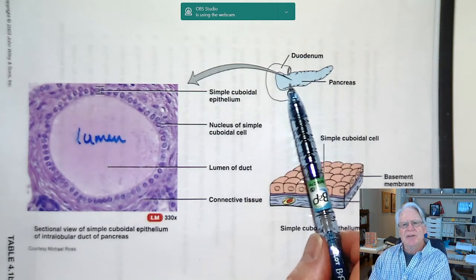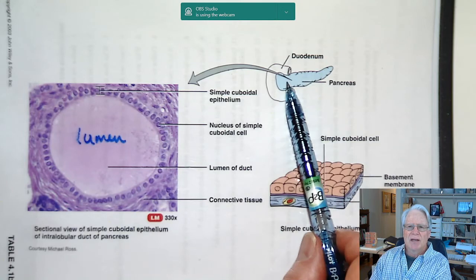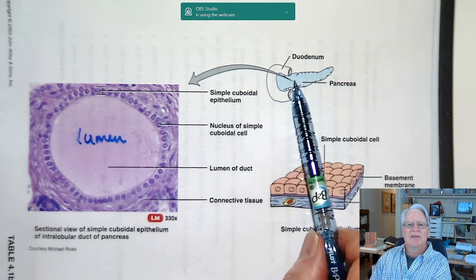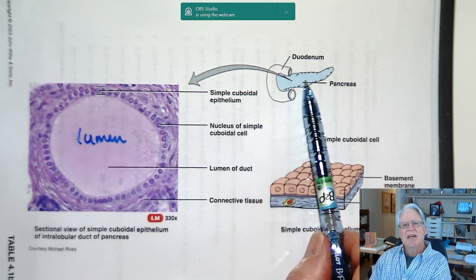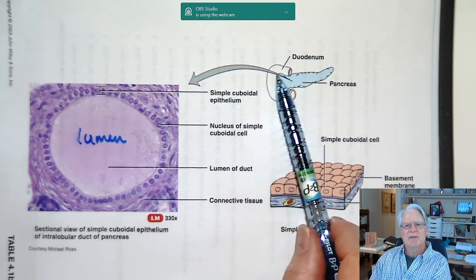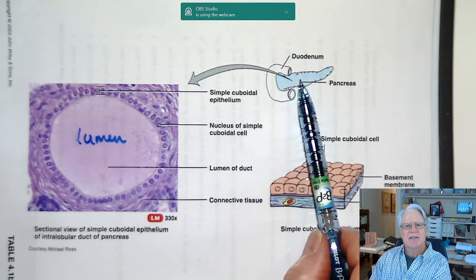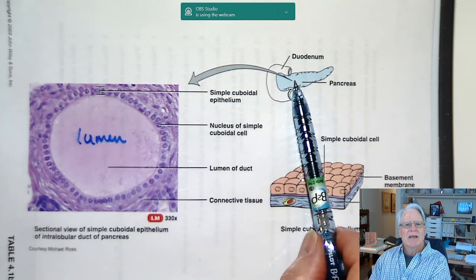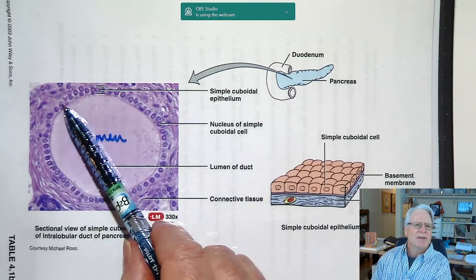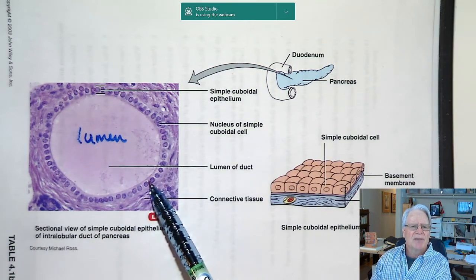As you will learn when you do digestive system in 40C, the pancreas has some ducts that are collecting all of the digestive enzymes. So the pancreas is producing a number of digestive enzymes which are going to be dumped into the small intestine. And they're collected in a series of ducts. And those ducts, as you can see here, are lined with epithelial tissue. And you can see the squareness of these cells.